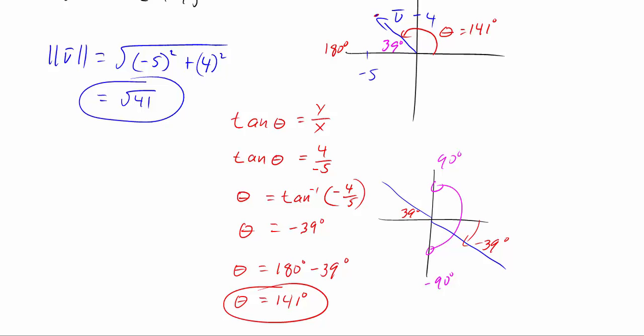All right, let's look at another example, and maybe you want to pause the video and see if you can figure this one out. We're doing the same problem. We have a vector that we want to find the magnitude of and the direction angle. So the given vector is negative 4i minus 7j.